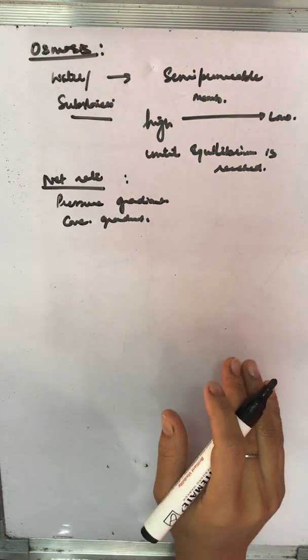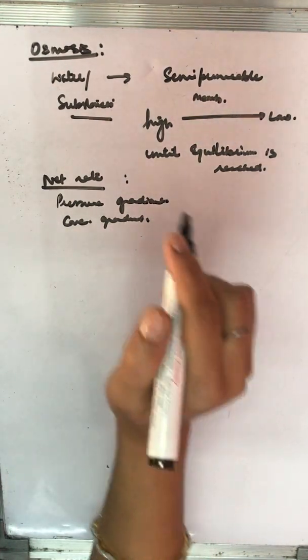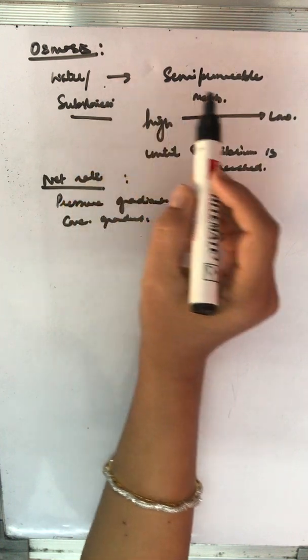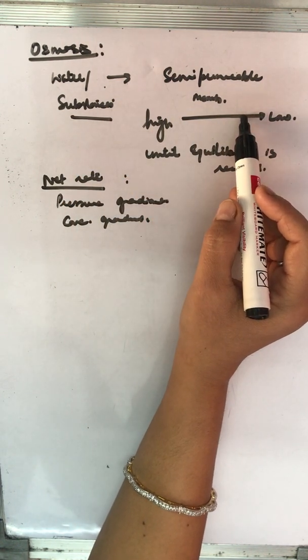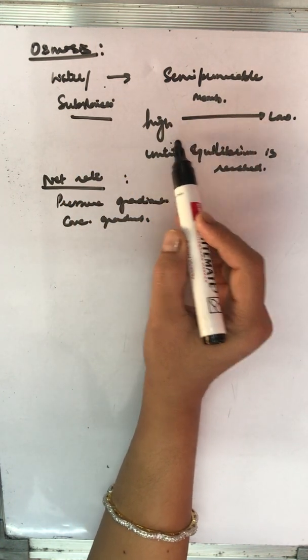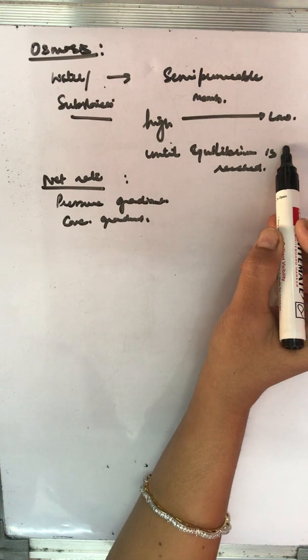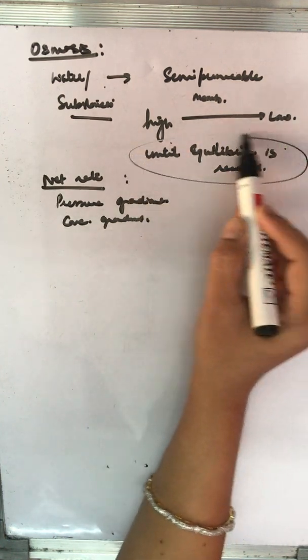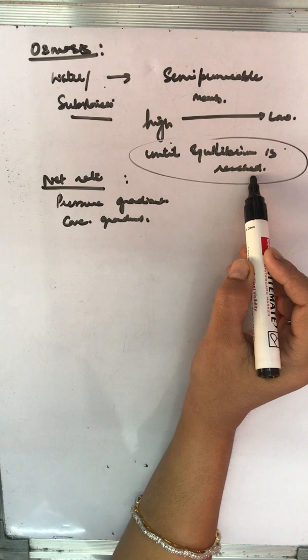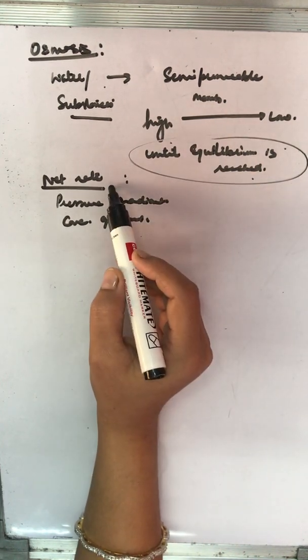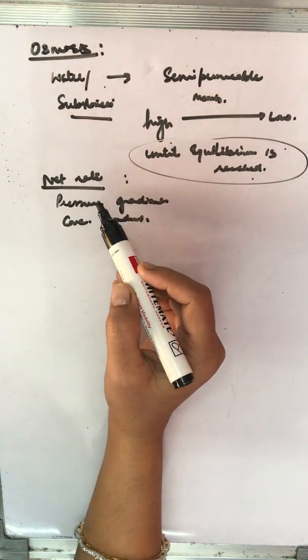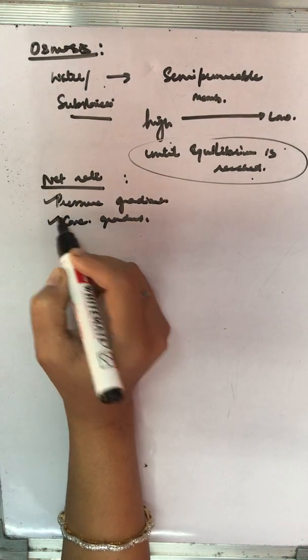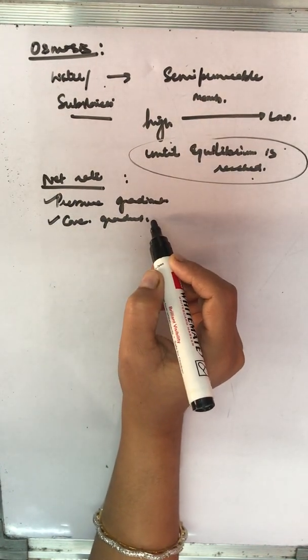Osmosis means movement or diffusion of water across the semi-permeable membrane from a region of its high concentration to its region of low concentration until equilibrium is achieved. Main is the equilibrium. Okay. Now the net rate and direction of osmosis, what does it depend on? The pressure gradient as well as the concentration gradient.